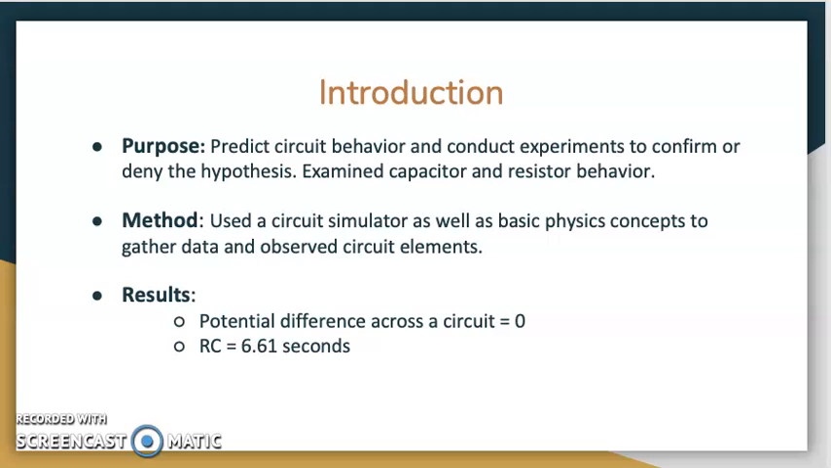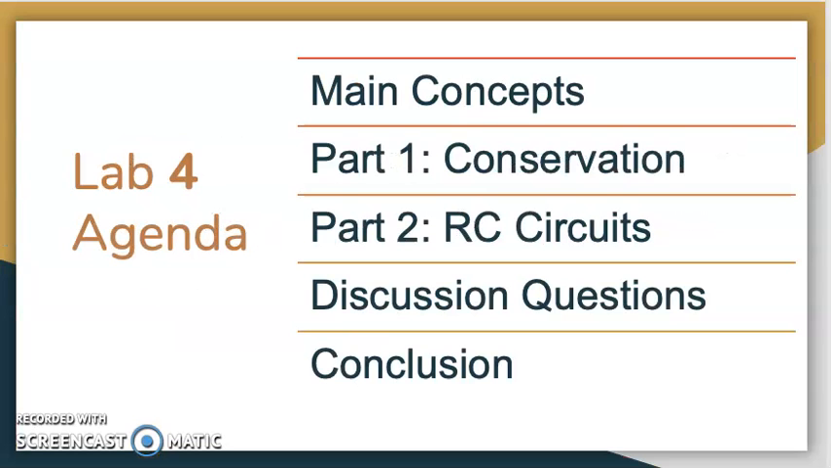elements. From this, we were able to determine that the potential difference across the circuit equals 0 and that RC equals 6.61 seconds for this setup. Through this lab, I'm first going to go over the main concepts and then part 1 and 2 of the lab, as well as the discussion question and conclusion.